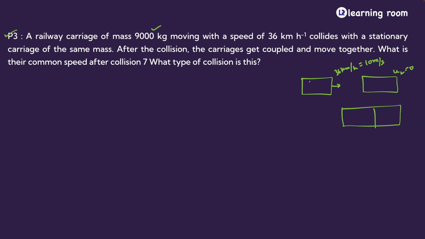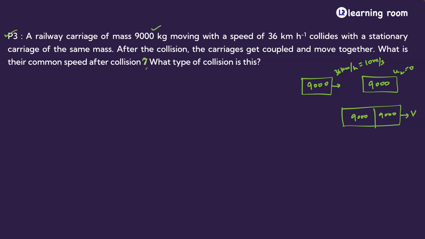So they both are going to become a single compartment. In the sense, here you have 9,000 kilograms and here you have 9,000 kilograms. So after collision, what is happening to the system? It will be 9,000 plus 9,000, and this system starts moving together with a common velocity. Now the question is, what is the common speed of the system after collision? So how to solve this?